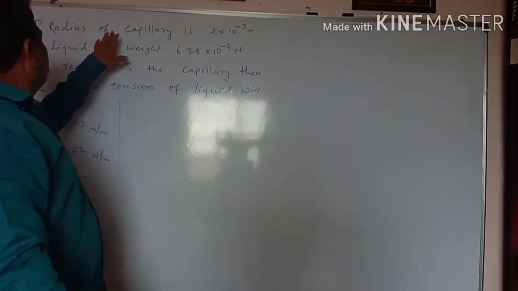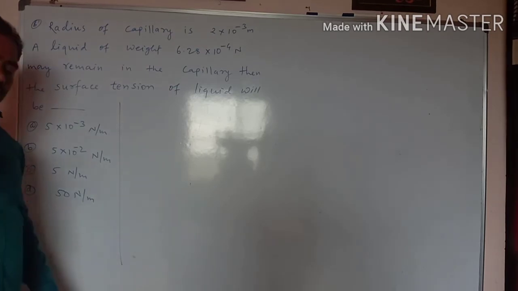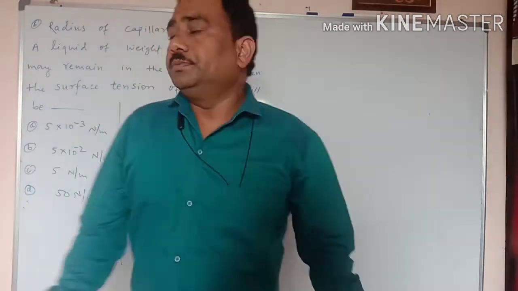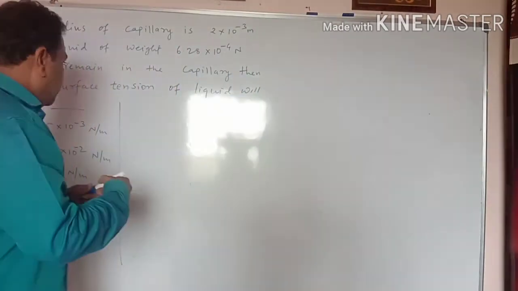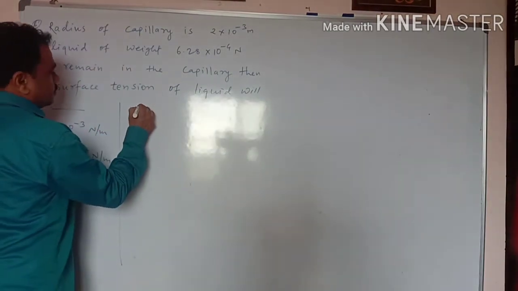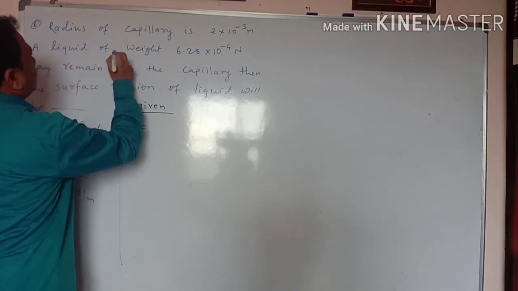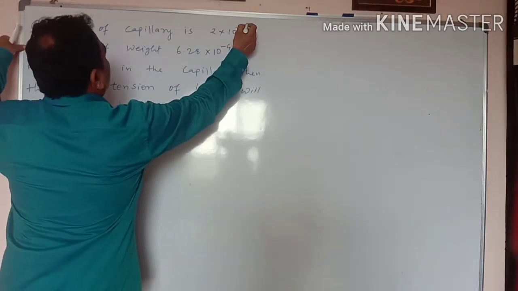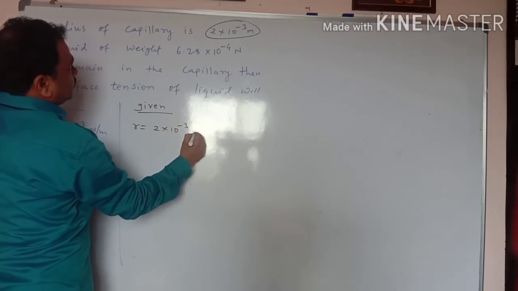So our next problem is radius of capillary. Now it is also related to the capillary tube. So the radius of capillary tube is given. So we should write here: radius of capillary tube, that is a small r, is given 2 into 10 to the power minus 3 meter.